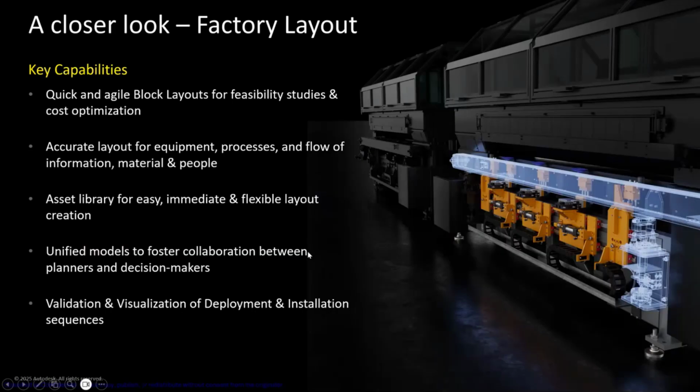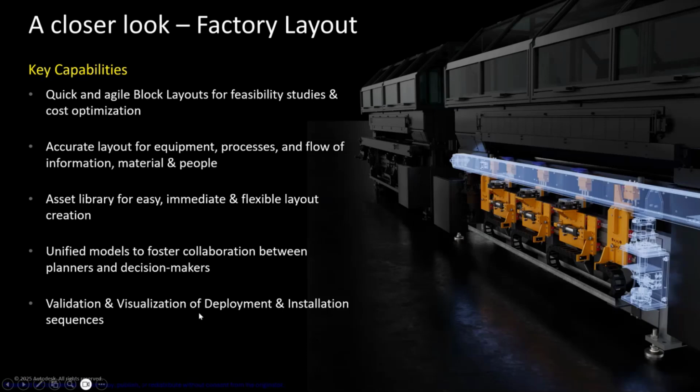So the key capabilities again: quick and agile block layouts. You basically use it like Lego, drag and drop, pull between points and also positions. Accurate layout for equipment and processes, where you can set the parameters for all the equipment and processes. An asset library is available for easy, intermediate, and also advanced or flexible layout creation. Unified models, so you can foster collaboration between the planner, decision maker, and the design team. You can always use your AutoCAD drawings or Inventor models to start with the planning.